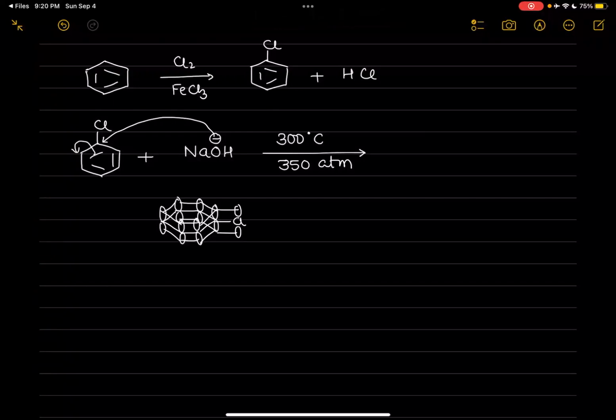Okay. So this is the mechanism. If someone asks you the product, you can directly write phenol. Okay, this is hydrolysis. But actually, because it is a basic medium, you need to write H plus also, because it will be O minus. Okay. So H plus will make that O minus as OH. So what's the name of this method?